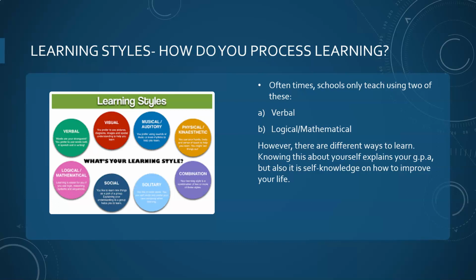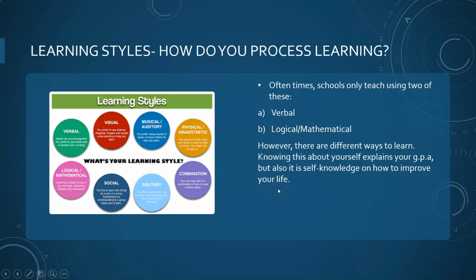Now, how do you process this world? How do you learn things? Now, there's 8 different styles, but unfortunately in school, usually it's just 2, verbal and logical, mathematical. But there's different ways to learn. Now, it might reveal your GPA. You might be a very good student in class, but it might be because you have a high verbal intelligence. You might have a very low GPA, but you're strong in an area that we don't learn about.